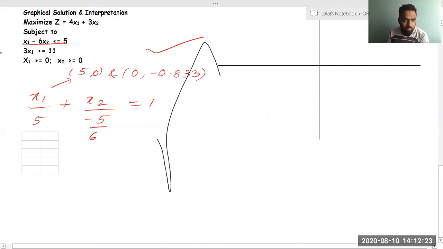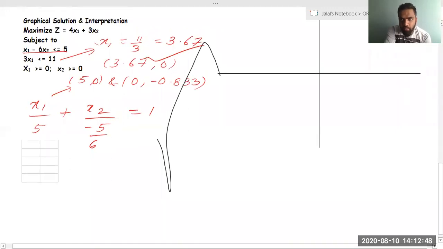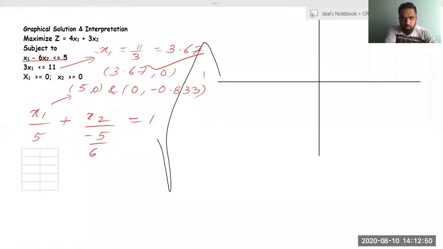If I simplify the second equation, x1 is equal to 11 by 3, which will be nothing but 2.67, if I'm not wrong. Actually, I don't think it is 2.67, it will be 3.67, right? So the coordinate will be 3.67 comma 0, since it is x1 comma 0. So it will automatically be parallel to the x2 axis.